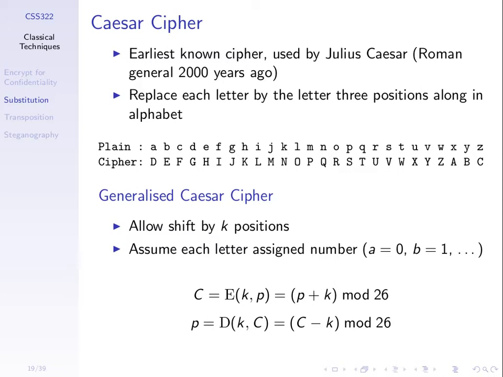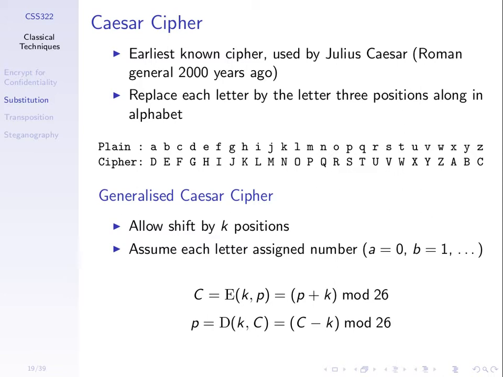Okay? So if the input plain text is the letter A, then the output ciphertext will be the letter D, because D is 3 positions to the right. And if the input letter is N, the output would be Q. If the input is Z, the output is, we wrap around and we get to C. Okay, so we have this wraparound at the end. That's the Caesar cipher.